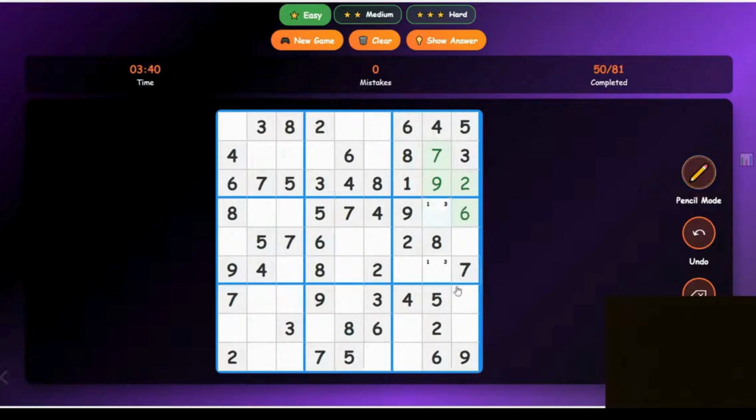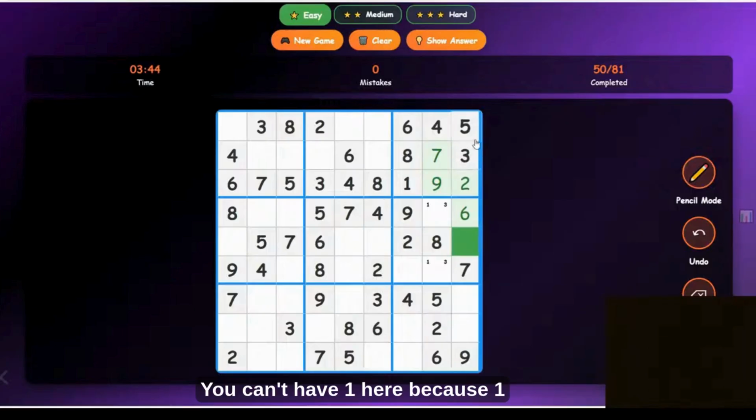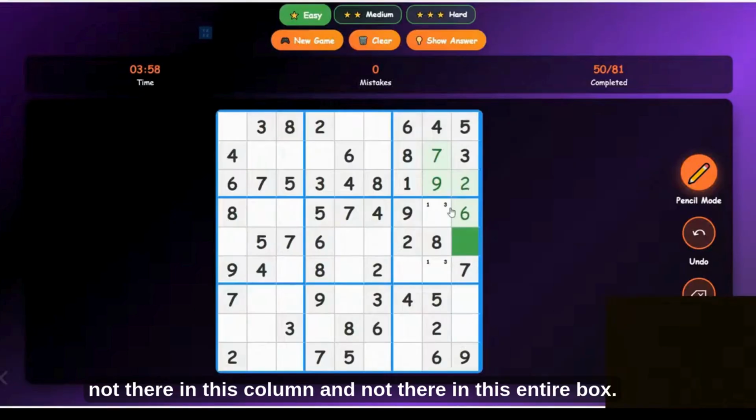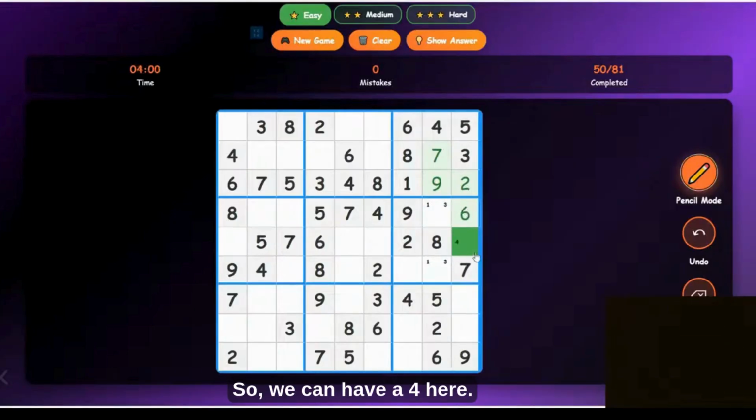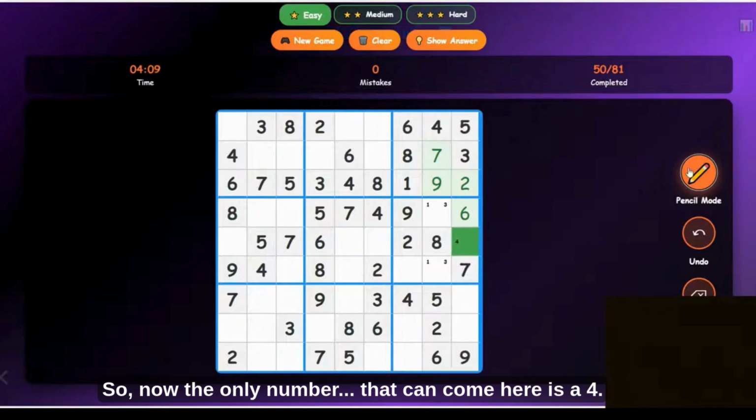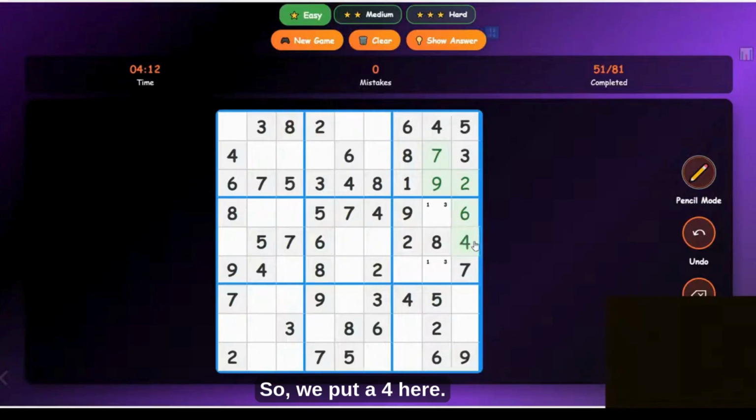Great. Then let's look at this number. You can't have 1 here because 1 is here and here. You can't have a 2, 3 is there, we can't do a 3. 4 is not there in this row, not in this column, and not in this entire box. So we can have a 4 here. 5 is already there, 6 is there, 7 is there, 8 and 9 are also there. So the only number that can come here is a 4. So we put a 4 here.